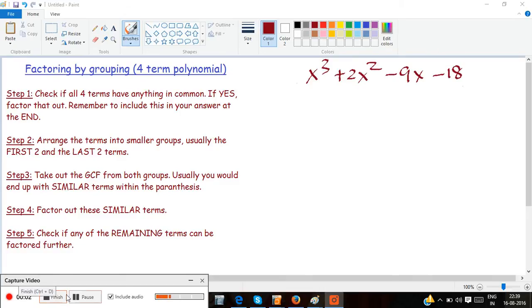Hi, my name is Hubert, and today's algebra lesson is about how to factor by grouping a four-term polynomial.